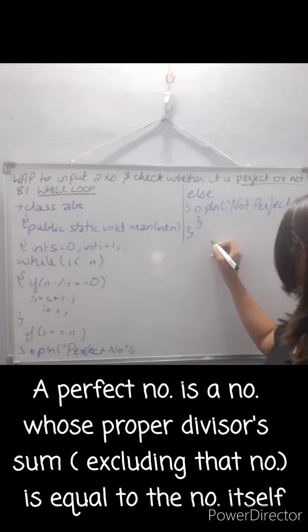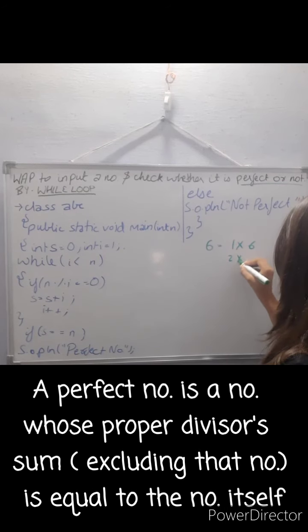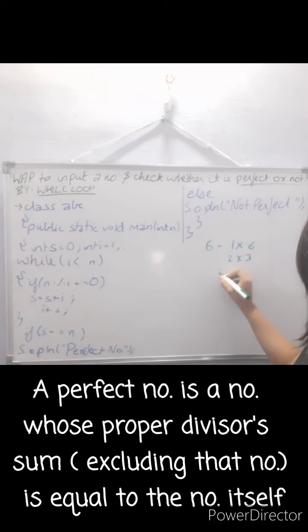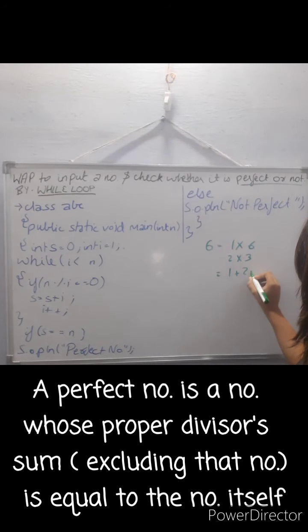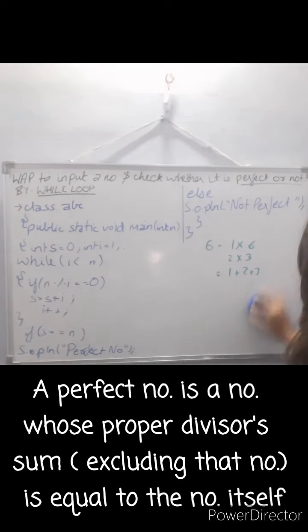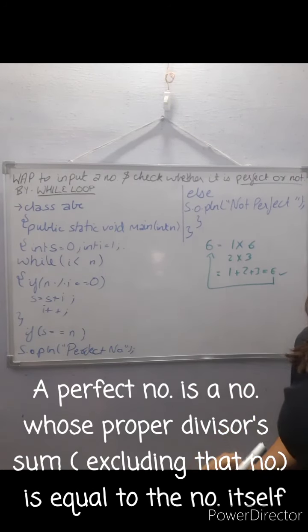For example, let's take 6. So its proper divisors are, according to the definition, we have to add these. So 1 plus 2 plus 3 plus 6 excluding that number itself. So adding these will give us number 6, which is itself equal to the number entered. So this means that this is a perfect number.